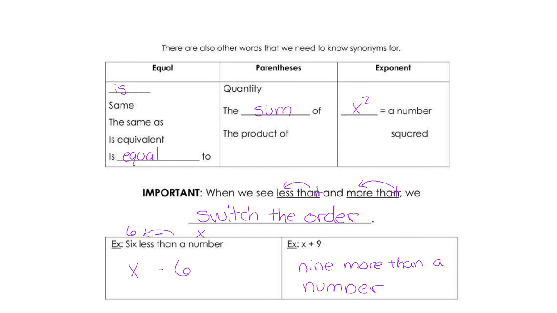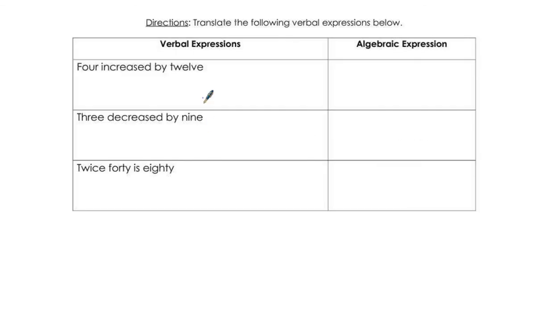Now we're going to look at the bottom of our page, and we're going to be writing these words into algebraic expressions. So we'll be translating them. When you do this, I want you to write the number and what the word means underneath it. So we have 4, and it increased, so plus, by 12. So our expression is just 4 plus 12. The next one we said 3 decreased by 9. Decrease means subtract by 9. Our expression is 3 minus 9.